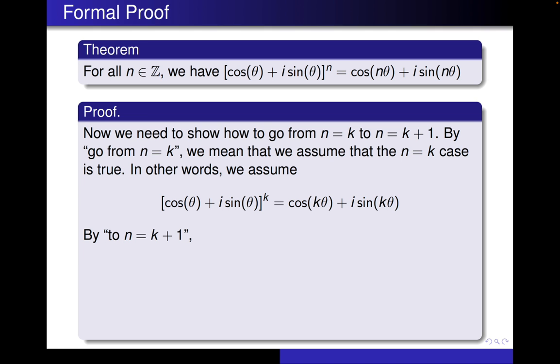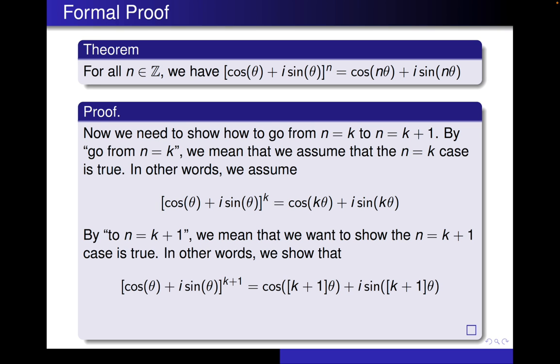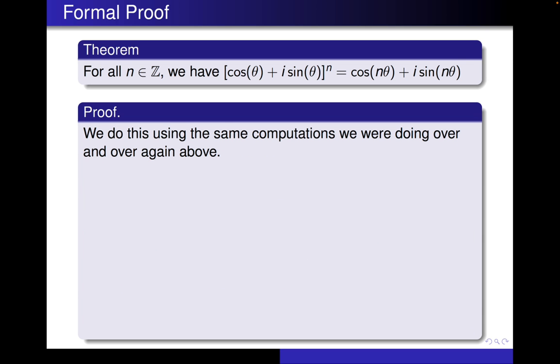By going to n equals k plus 1, it means we have to show that the n equals k plus 1 case is true. In other words, we're going to show that (cos θ + i sin θ)^(k+1) is equal to cos((k+1)θ) + i sin((k+1)θ). And the computations that we're going to use are not going to be at all a surprise to you. You've seen them before. They're just going to have some k's in there.